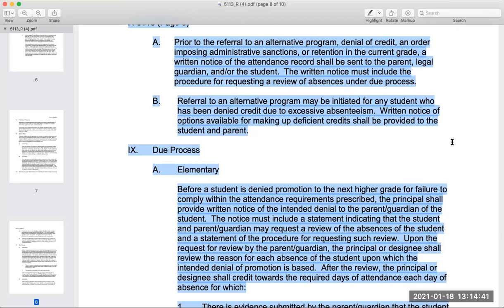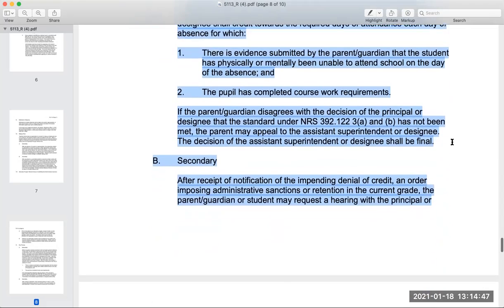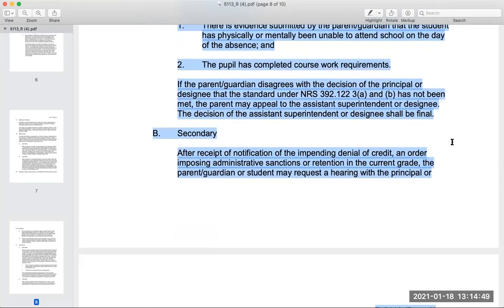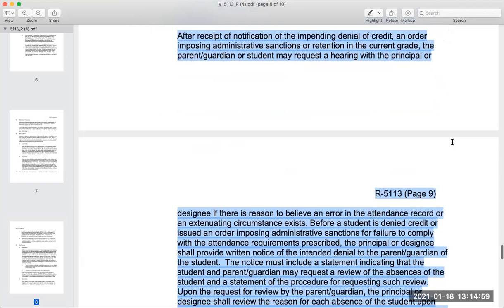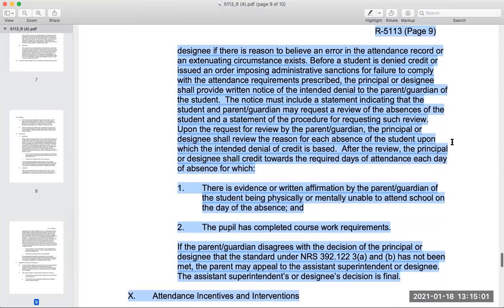The notice must include a statement indicating that the student and parent guardian may request a review of the absences of the student and a statement of the procedure for requesting such review. Upon the request for review by the parent guardian, the principal or designee shall review the reason for each absence of the student upon which the intended denial of credit is based.